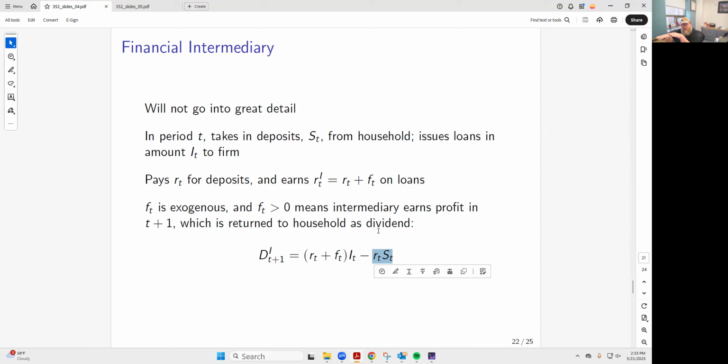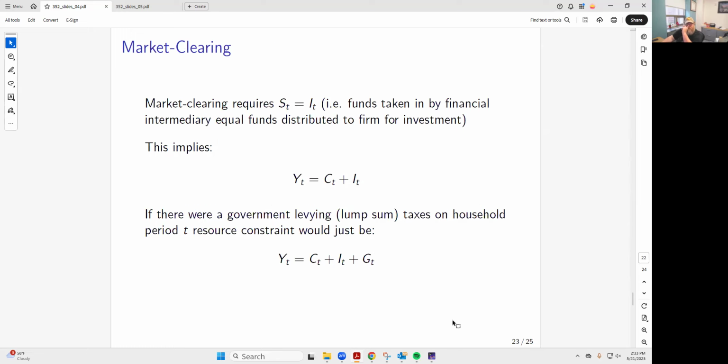So again, this is where we start to get this balance, right? We start to get this balance. Households want firms to invest. Households also seek stability through savings. Okay. Now, how does this ultimately all work out? Market clearing. So market clearing requires that savings equals investment.